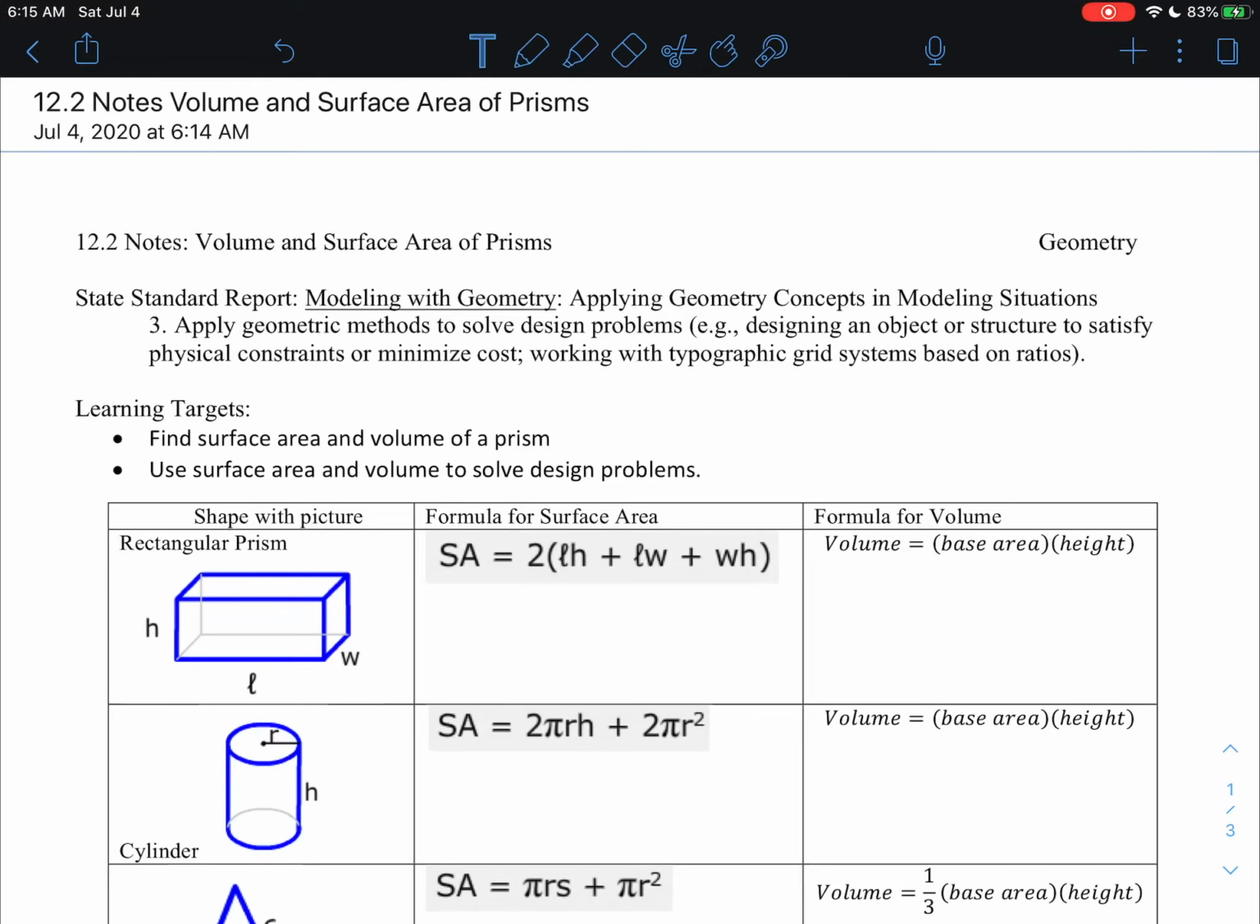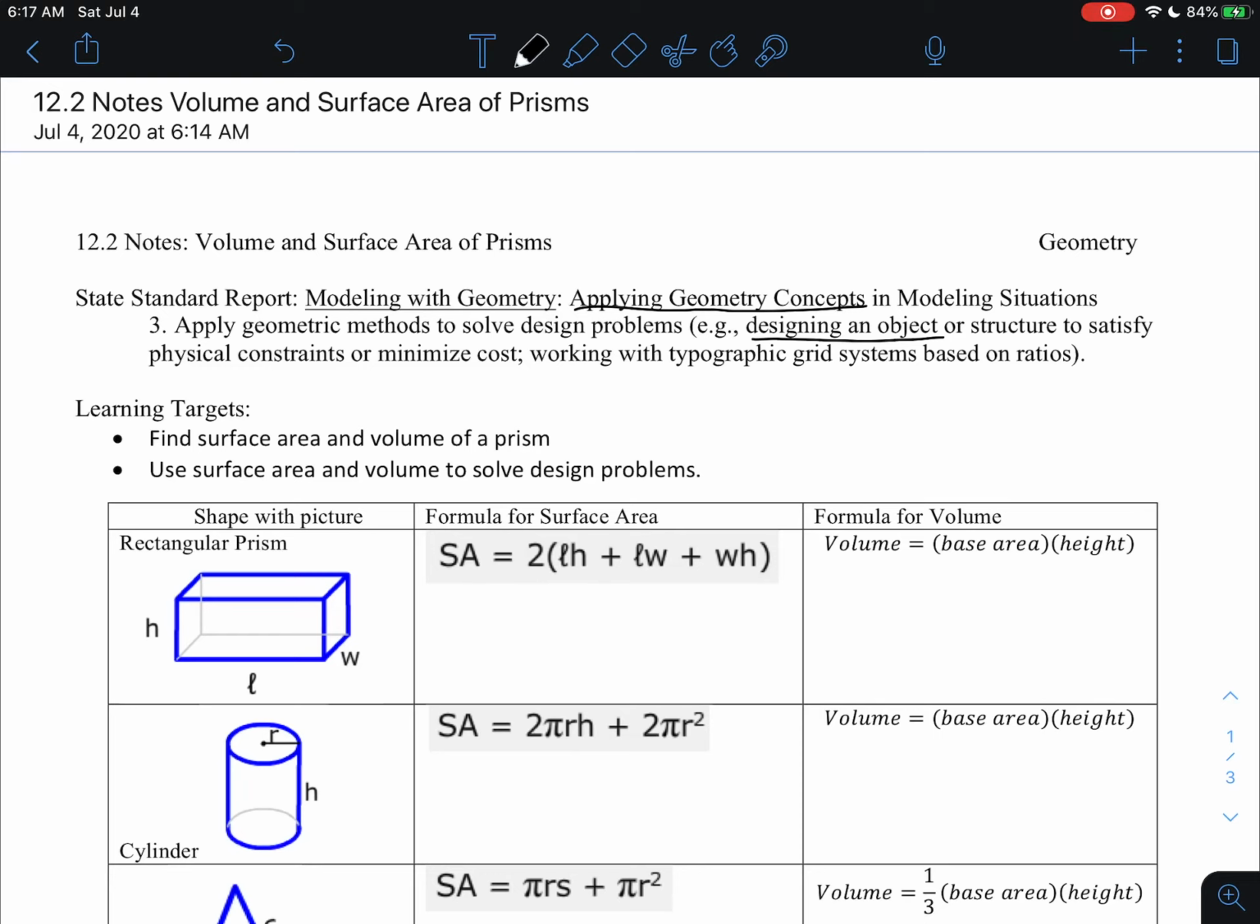Today we are doing the 12.2 notes, which is on volume and surface area of prisms. Today we are learning about modeling with geometry, and so we will be applying geometric concepts. So I'm just reading here what our standard is. We are applying geometric concepts in modeling situations, and so that might mean designing an object or a structure that satisfies physical constraints or minimizing cost, or working with typographic grid systems based on ratios.